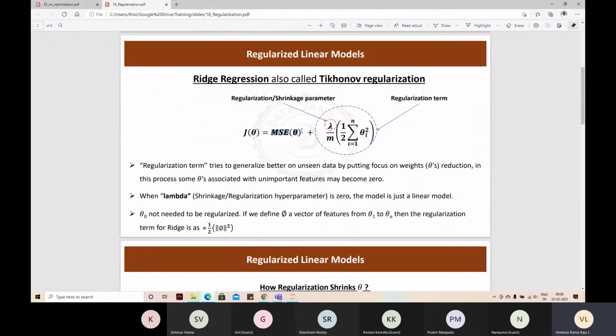So MSE will have that cost function, right? It's going to be minus phi log h of x, minus 1 minus phi log 1 minus h of x, plus whatever this regularization.